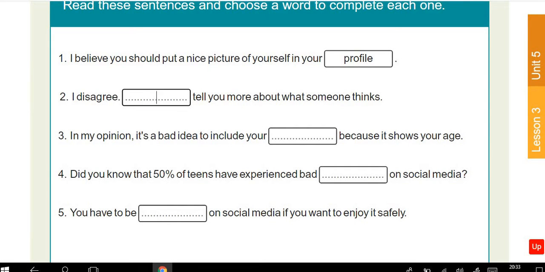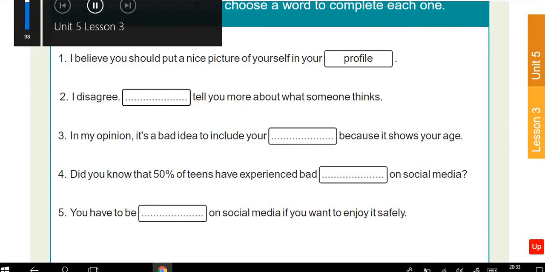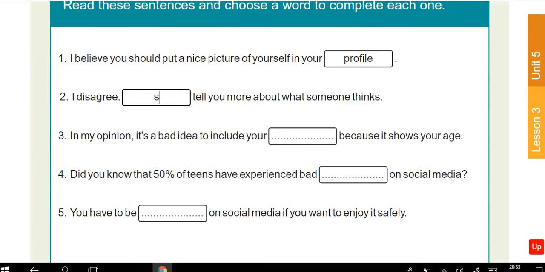I disagree. Symbols tell you more about what someone thinks. Really, Hamdi? Well, I think it's important that people don't know too much. For example, in my opinion, it's a bad idea to include your date of birth to show your age. I see your point. Did you know that 50% of teens have experienced bad behavior on social media? So I think you're right not to give people too much information about yourself. After all, you have to be sensible on social media if you want to enjoy it safely.